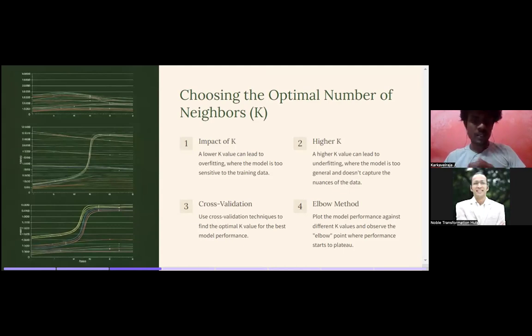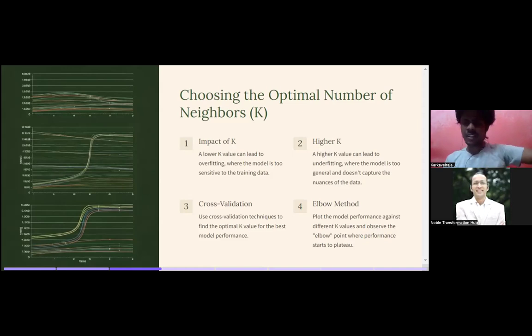Impact of k. Next, a higher k value can lead to underfitting, where the model is too general and doesn't capture nuances of data. So when your k value is very low, it leads to overfitting, so it starts to memorize the data. When your k value is high, it becomes underfitting, because it is not going to learn the training data itself. Next, cross validation. Use cross validation technique to find the optimal k value for the best model performance.